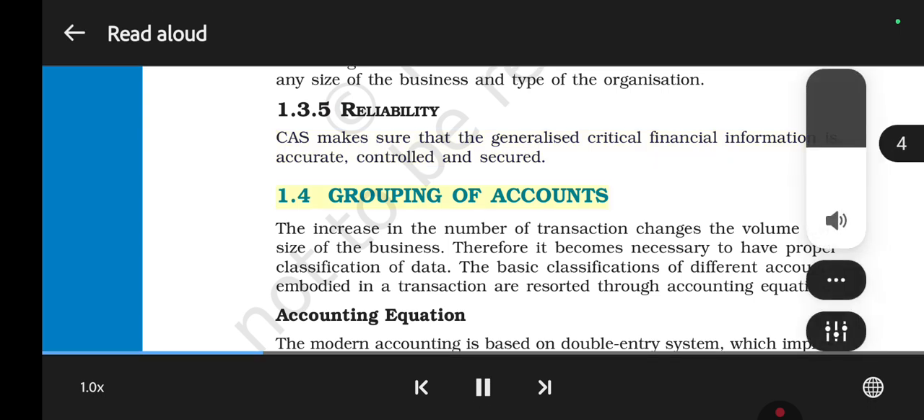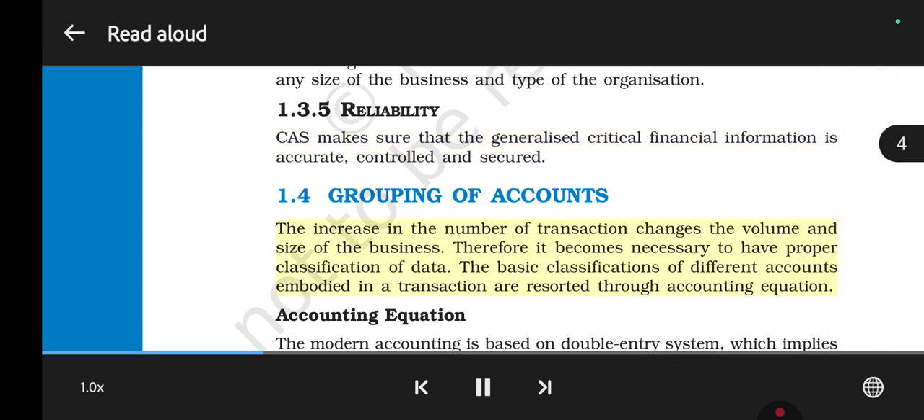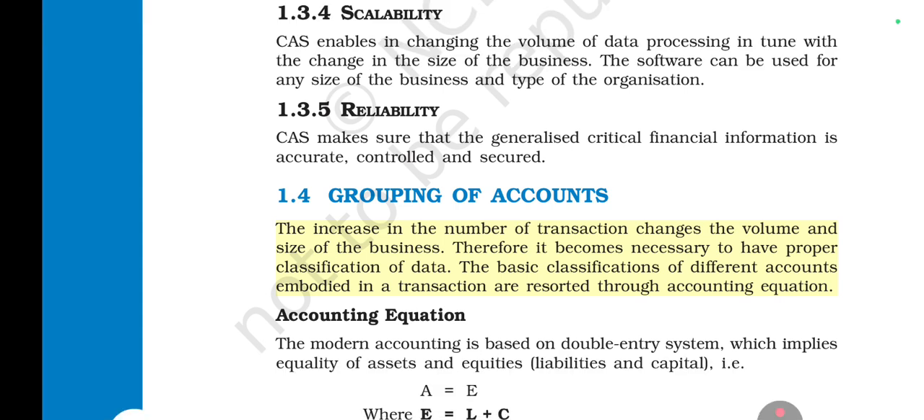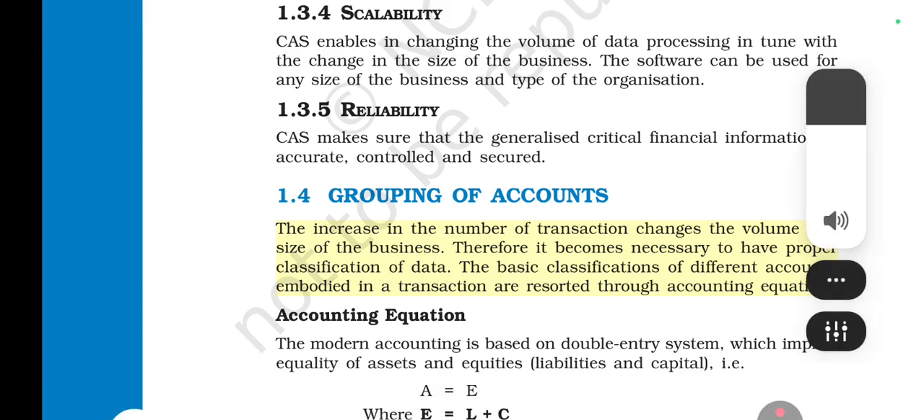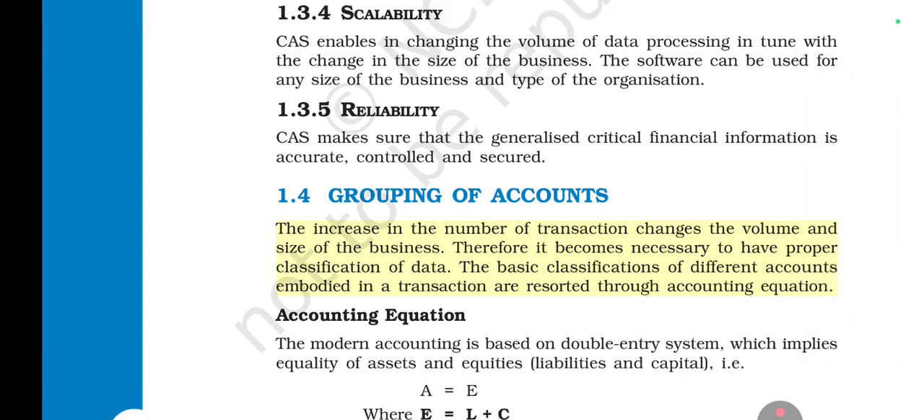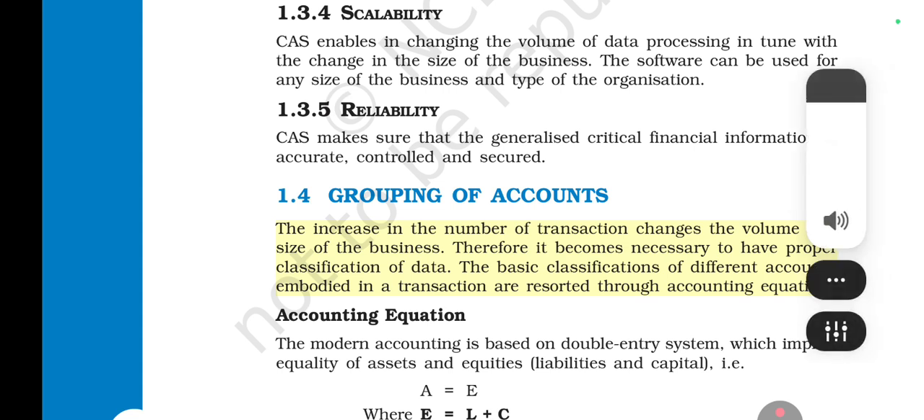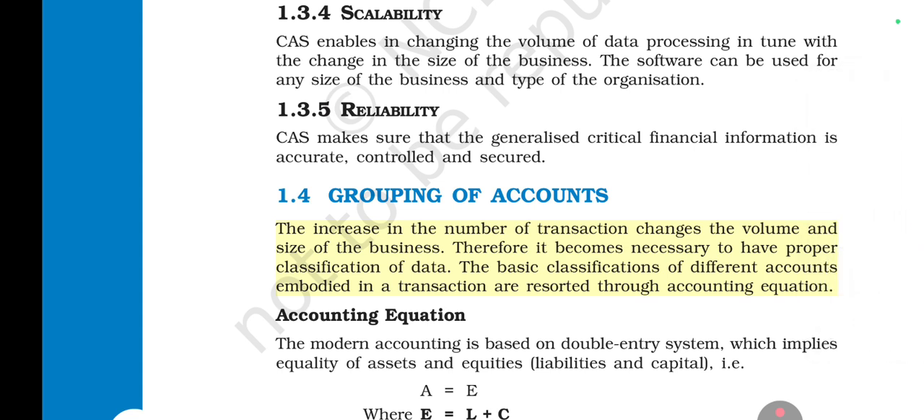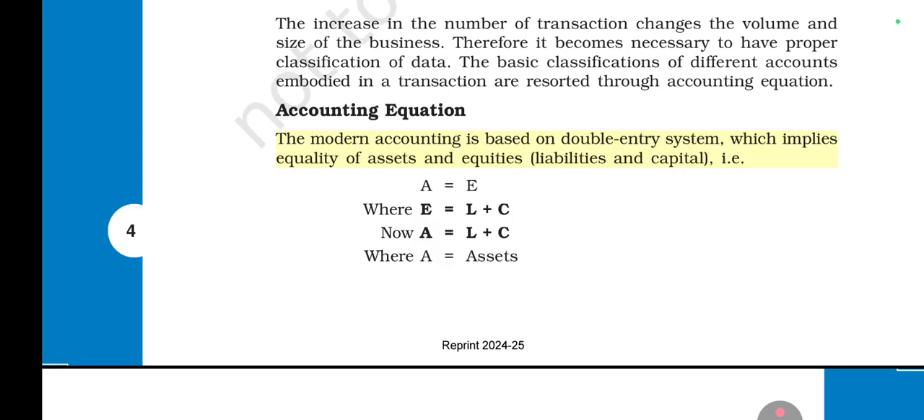1.4 Grouping of accounts. The increase in the number of transactions changes the volume and size of the business. Therefore, it becomes necessary to have proper classification of data. The basic classifications of different accounts embodied in a transaction are sorted through the accounting equation. Accounting equation. The modern accounting is based on the double entry system, which implies equality of assets and equities, liabilities and capital, i.e. A equals E, where E equals L plus C.